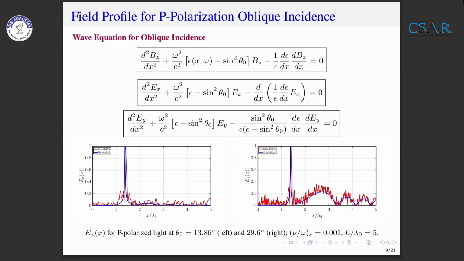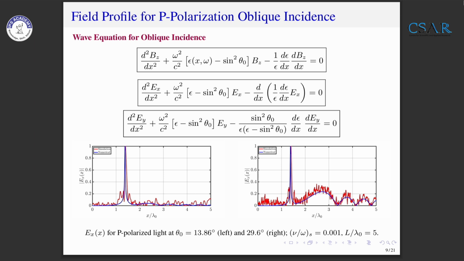Okay, this is the field profile for the oblique incidence. These are the governing equations which I derived from the oscillating wave equation for the magnetic field BZ component, EX component, and the EY component. And this is the field profile for oblique incidence at approximately 14 degree. This is the EX component of the electric field. The left one is for 13 degree, and the right one is for approximately 30 degree, with the collision frequency 0.001. Why do I take the collision frequency 0.001?